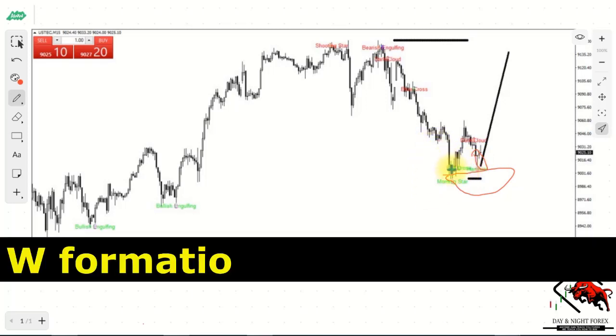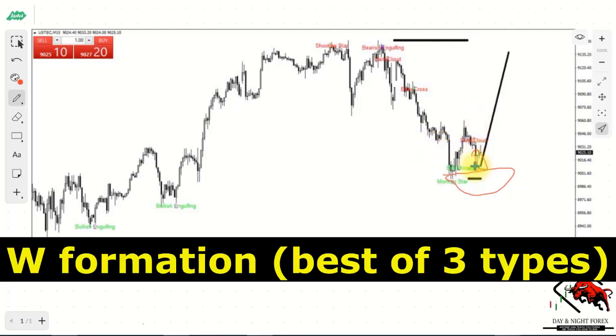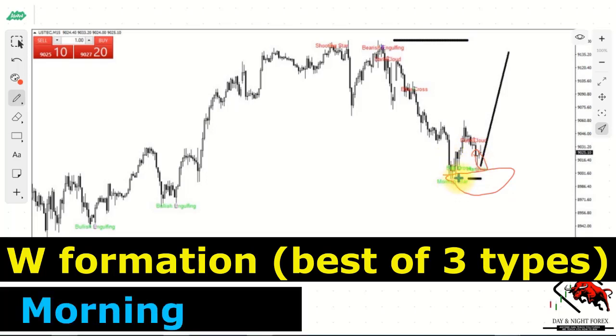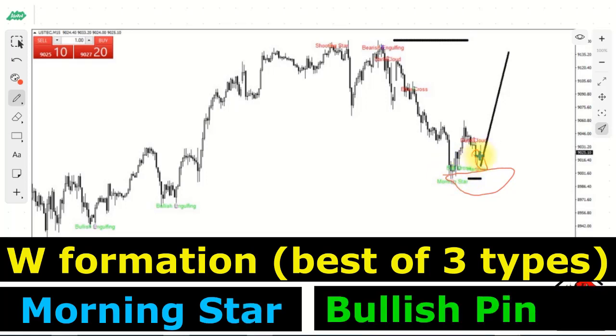We have the W formation, which is perfect because we actually have the second leg higher than the first leg. On top of that, our first leg showed a morning star, which shows a bullish market, and now we are getting a bullish pin bar, which shows that the market is going up. So there are a lot of confirmations in this instance.